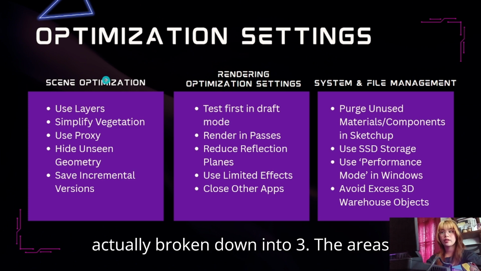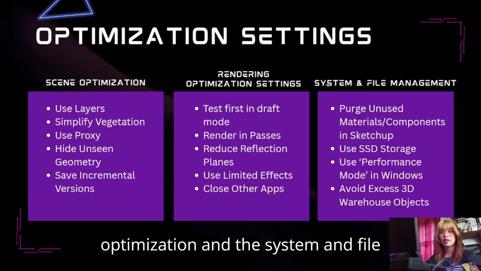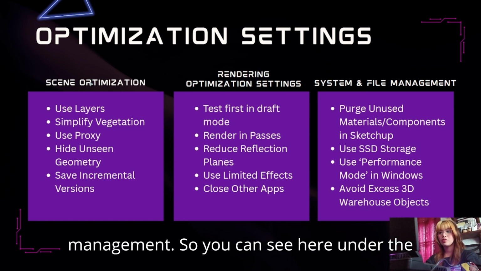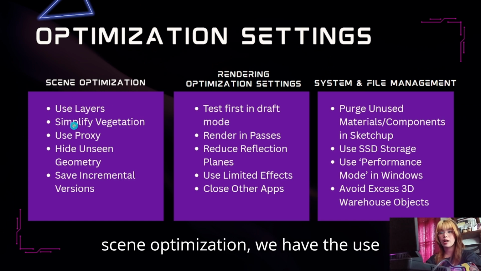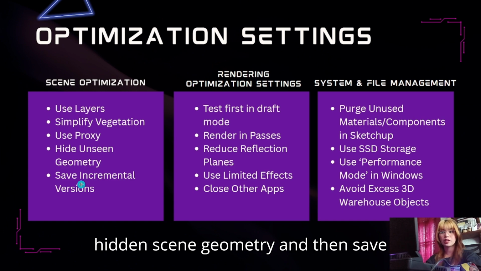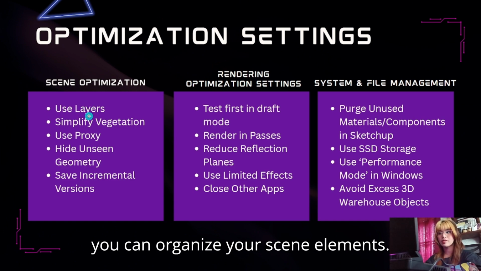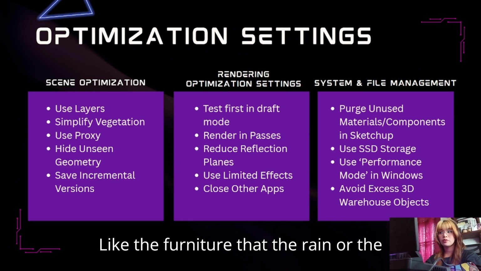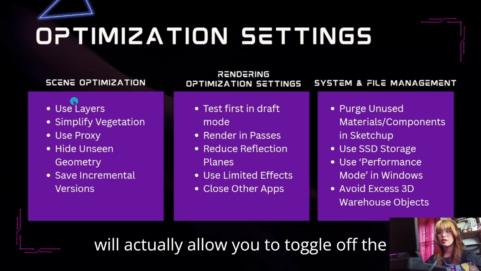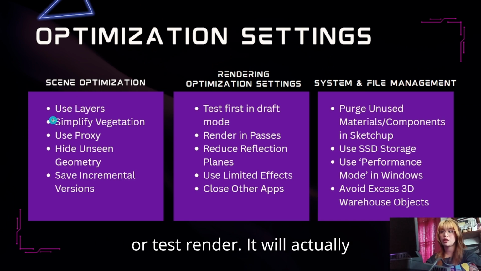They are actually broken down into three key areas: the scene optimization, rendering optimization, and the system and file management. So you can see here under the scene optimization, we have use layers, simplify vegetation, use proxy, hide unseen geometry, and then save incremental versions. For the use layers, you can organize your scene elements like the furniture, the terrain, or the lighting onto different layers, and it will allow you to toggle off the layers you don't need for a specific view or test render. It will significantly reduce the geometry the software has to process.